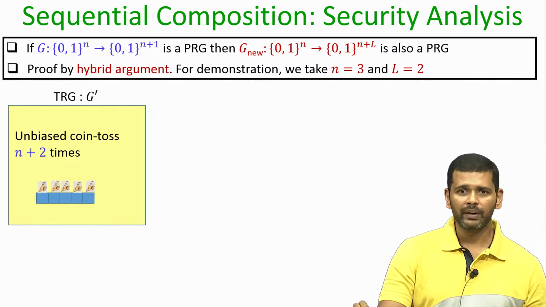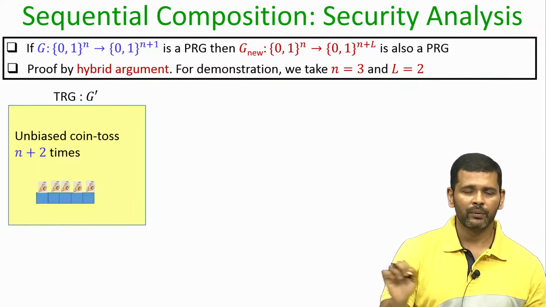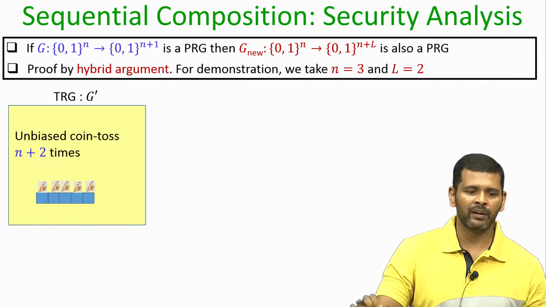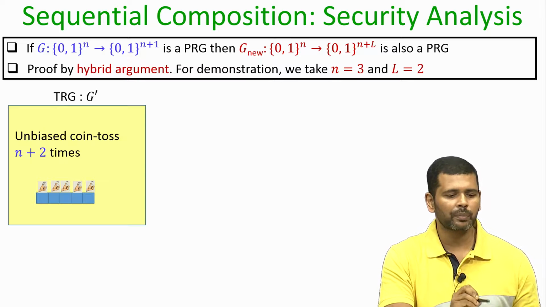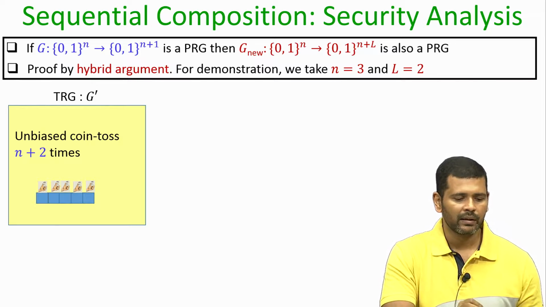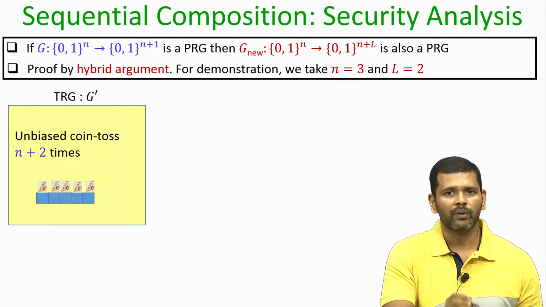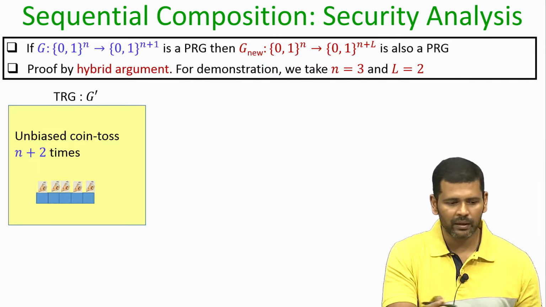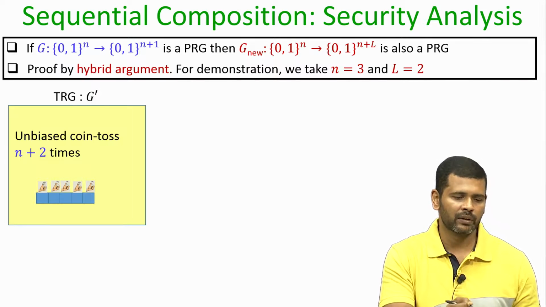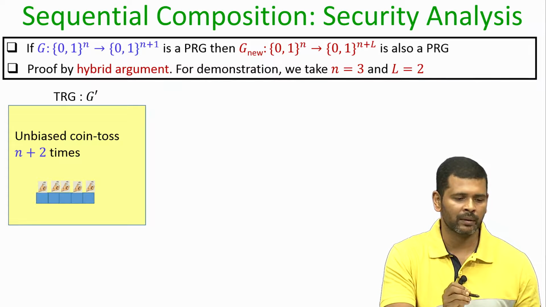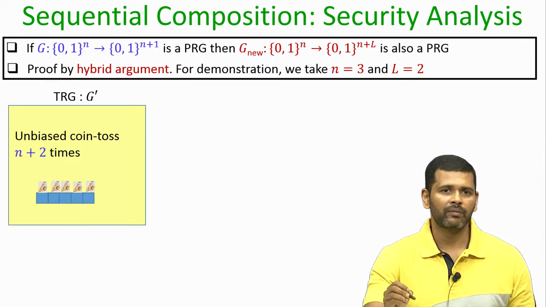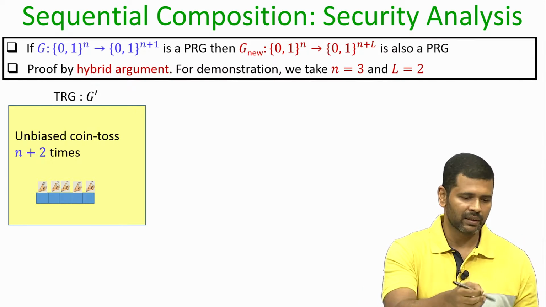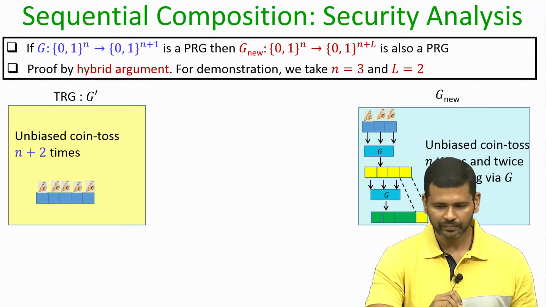So, what we are going to do in the hybrid argument is as follows. We are going to introduce a polynomial number of intermediate hybrids. We start with the first algorithm G dash, and the output of G dash is a collection of n plus 2 uniformly random bits. Since n is equal to 3 and L is equal to 2 here, the algorithm outputs a string of length 5 where all the bits are uniformly random, and that is precisely what the output of a true random number generator of length 5 would look like. That is the construction of your algorithm G dash.